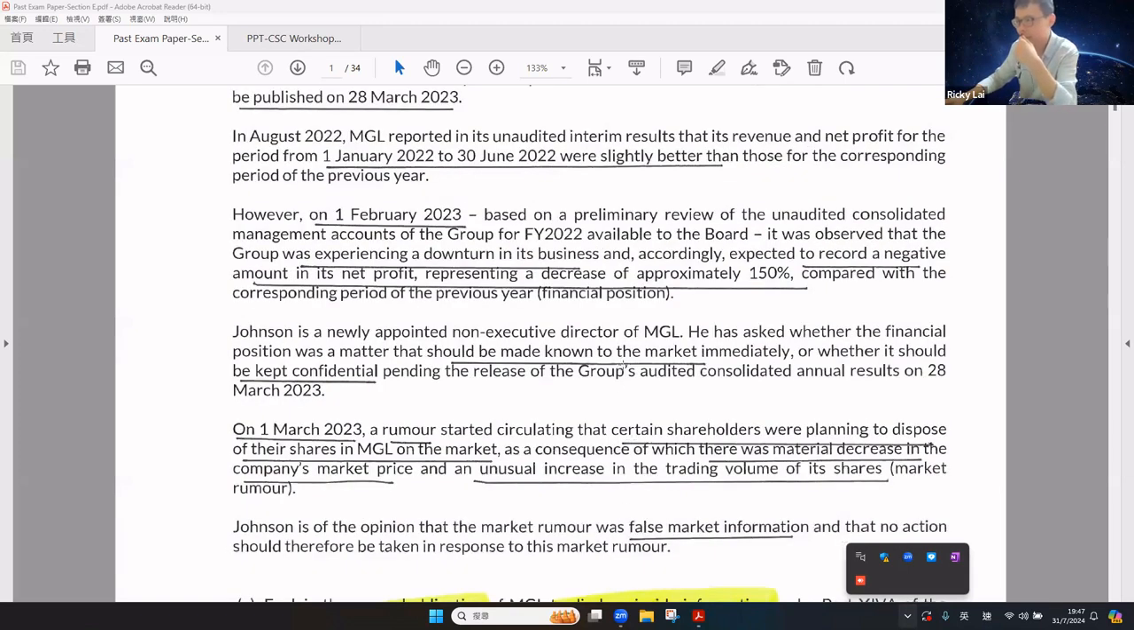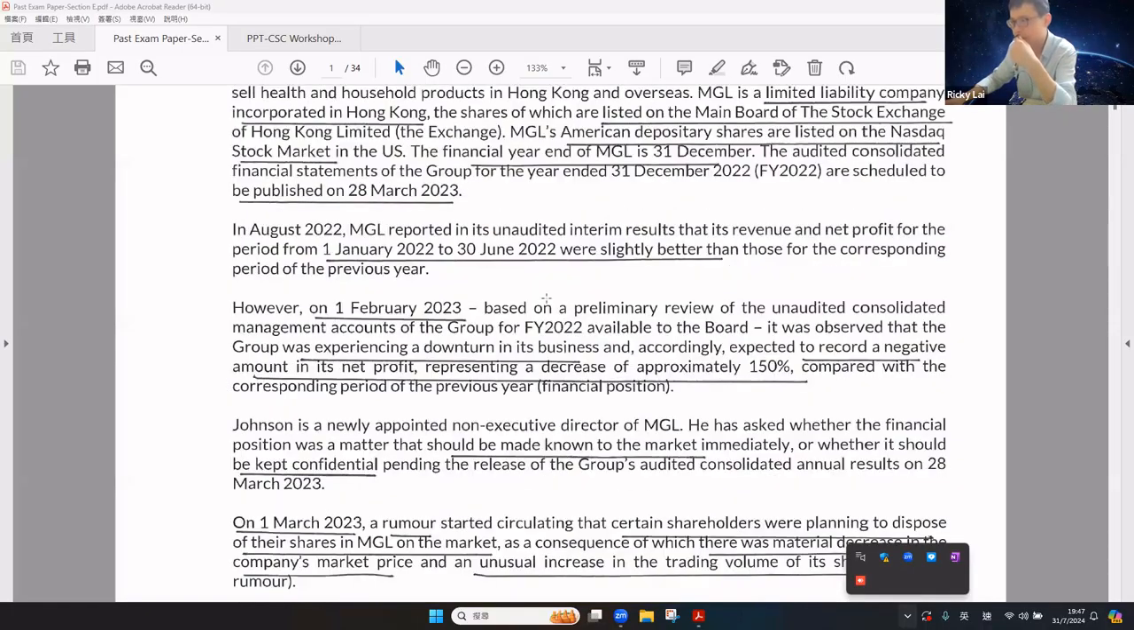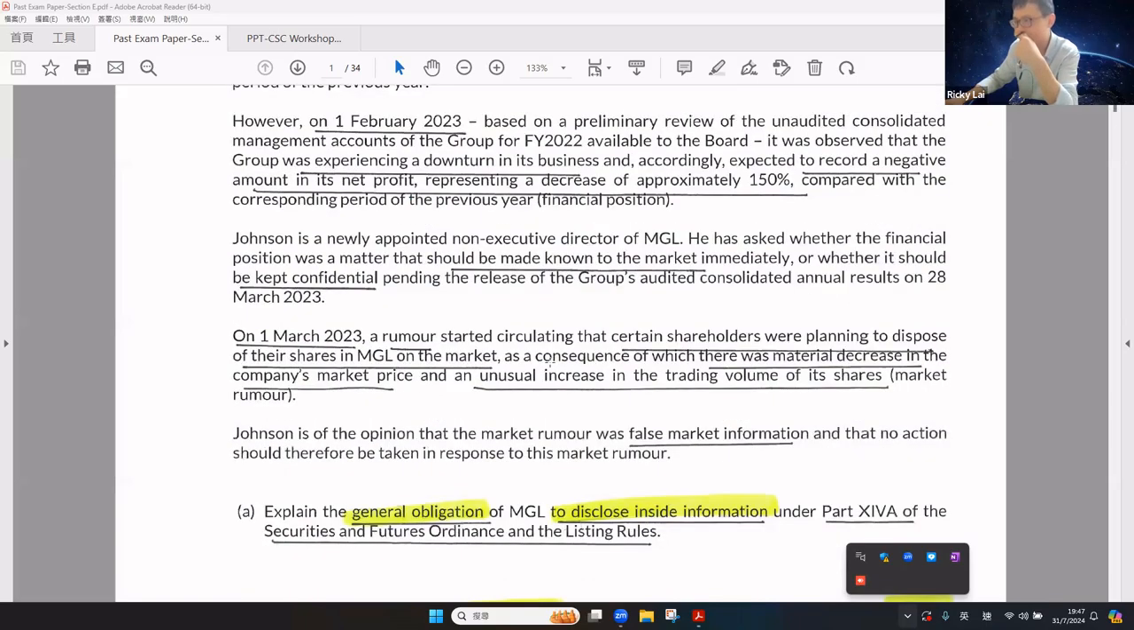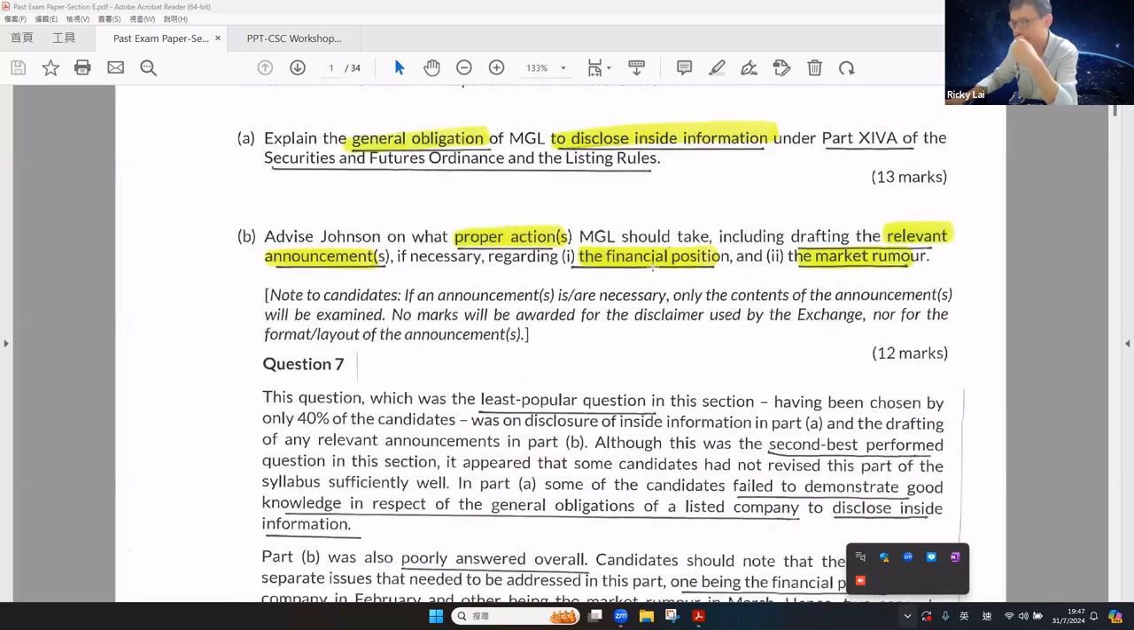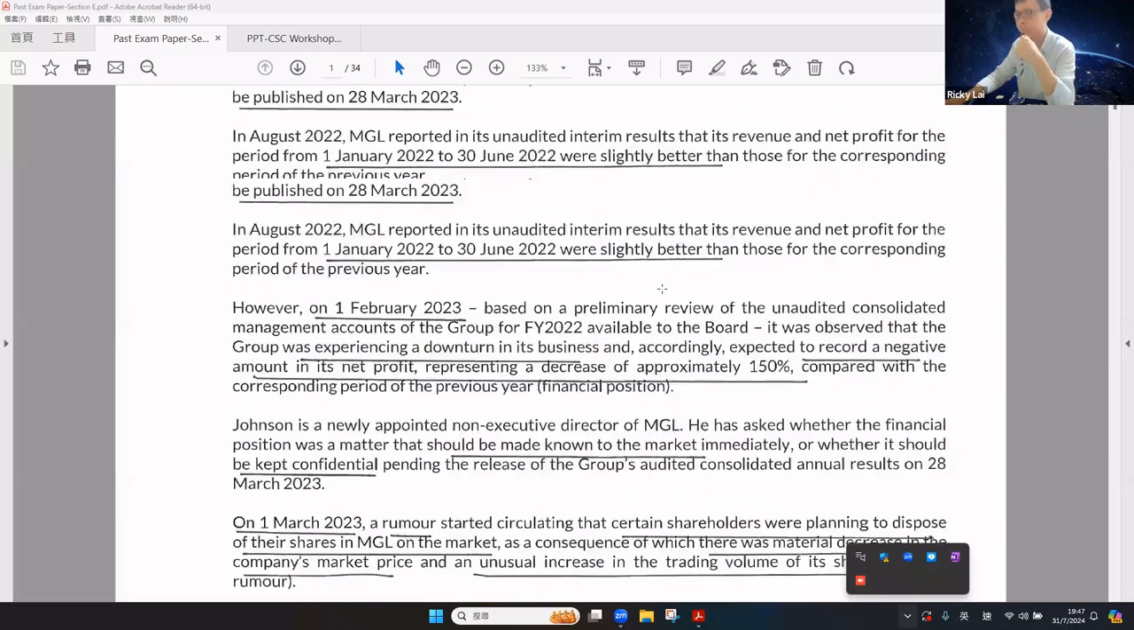The examiner also provides a gentle reminder: every piece of information in the paragraph is related to the financial position, matching the question requirements.